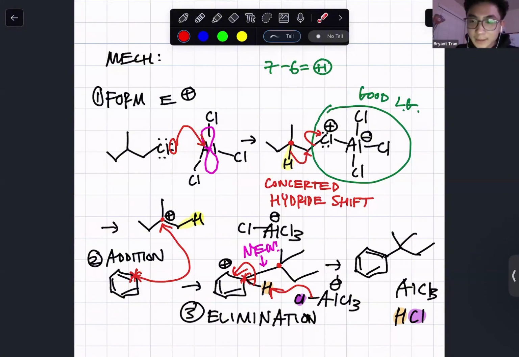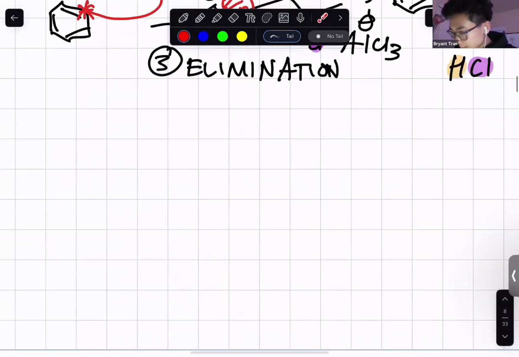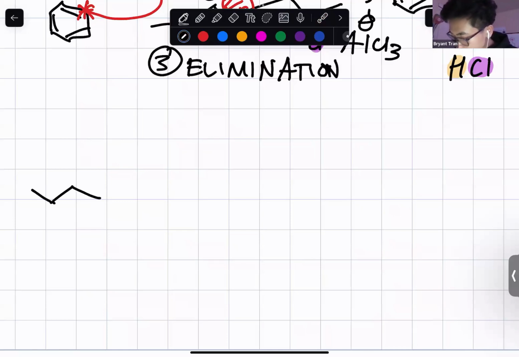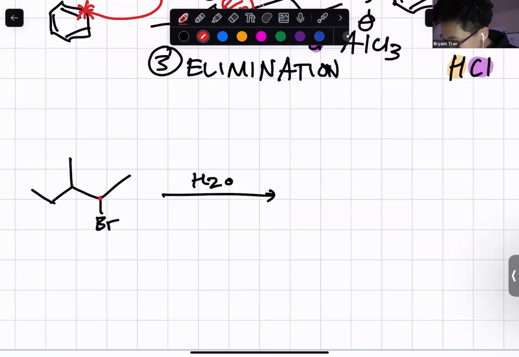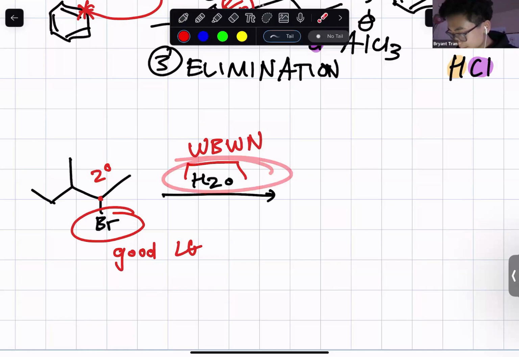Right. What is the difference between a regular and a concerted hydride shift? Yeah, so that's a good question. A regular and a concerted hydride shift is different because, let's go back to Chem 8A. Let's say we have this haloalkane right here, and we have water. We have a secondary substrate, we have a good leaving group, and we have water, which is a poor base, poor nucleophile. But I'm going to say that's a weak base, weak nucleophile as my reagent.